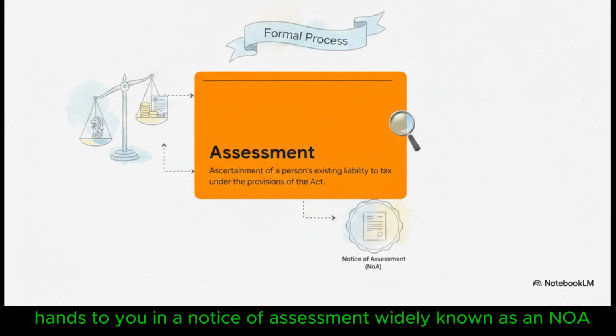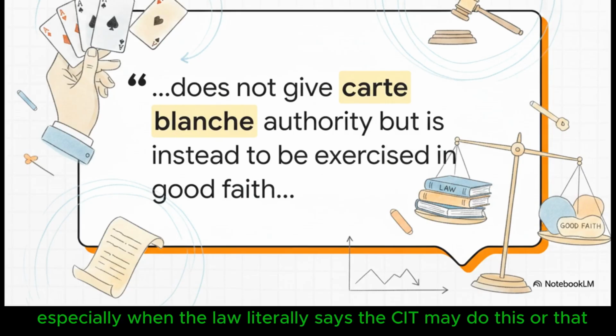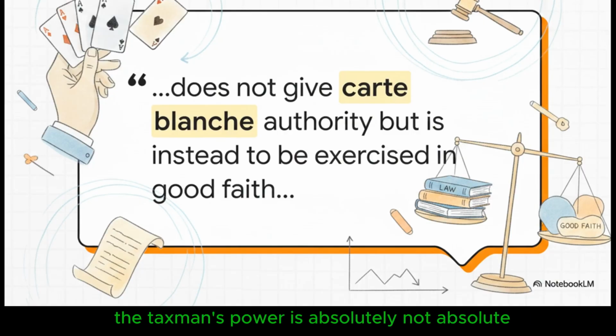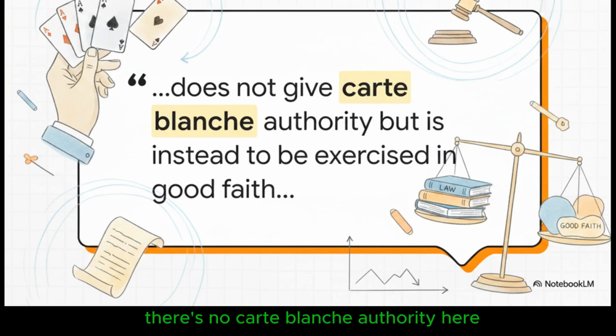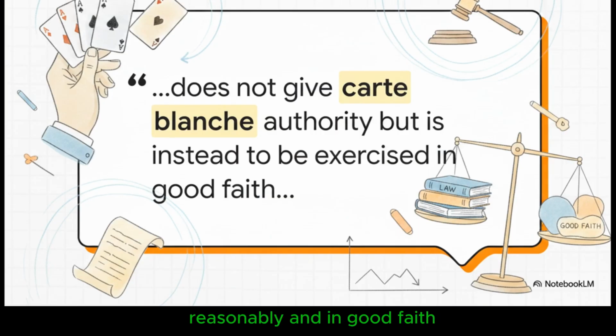It is the strict ascertainment of your liability, which the CIT hands to you in a notice of assessment widely known as an NOA. Now, you might be sitting there thinking the CIT holds all the cards, especially when the law literally says the CIT may do this or that. But take a look at this quote from the landmark JD case. The taxman's power is absolutely not absolute. There's no carte blanche authority here. Their administrative discretion has to be exercised fairly, reasonably, and in good faith. If a CIT decision outrageously defies logic, a court can and will strike it down.